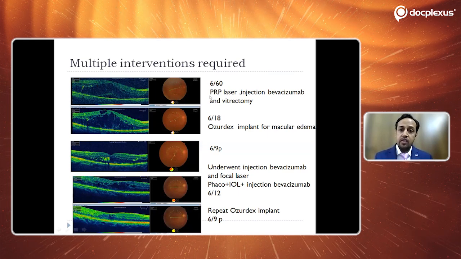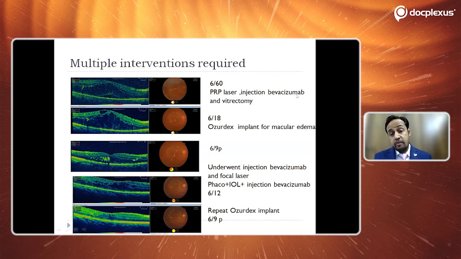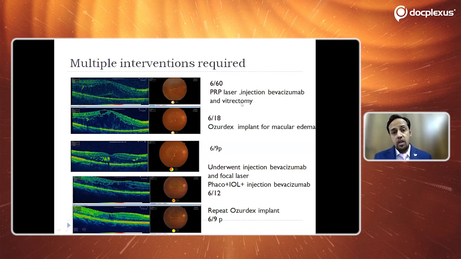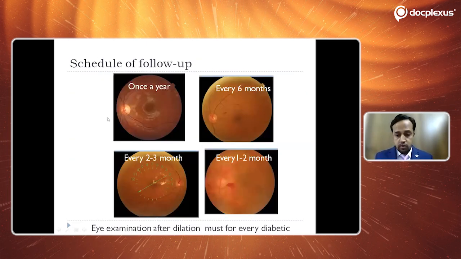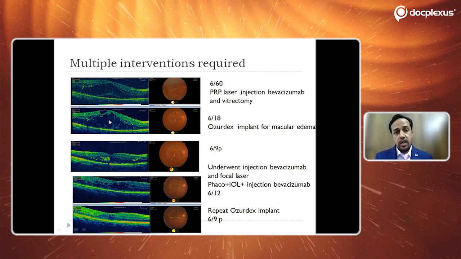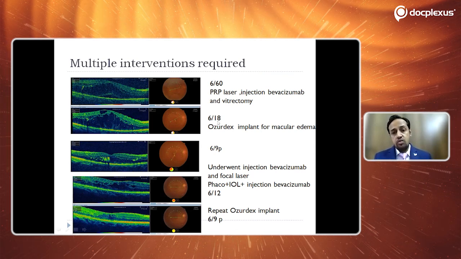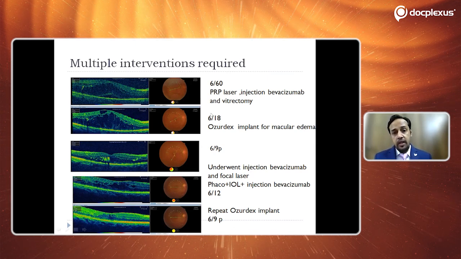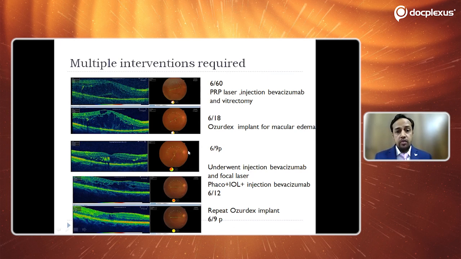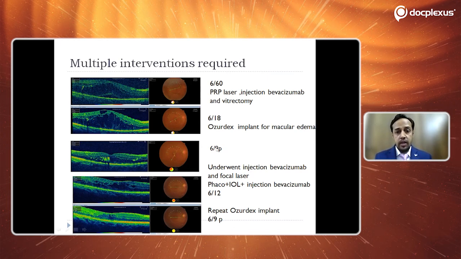6/60. So here we first did a PRP laser, then we did an intravitreal bevacizumab injection and did a vitrectomy surgery. The visual acuity improved to 6/18, still had massive macular edema. Now in this patient, we did an Ozurdex implant. At this point of time, the visual acuity was 6/18. A month down the line, the visual acuity improved after the Ozurdex implant, as the macular edema settled down, to 6/9.